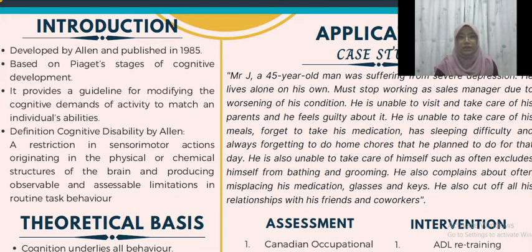So the cognitive level is like a hierarchical sequence of sensory-motor abilities that were similar to Piaget stages of cognitive development. Later, this theory was published in 1985, which provides a guideline for modifying the cognitive demands of activity to match with individual abilities, which is the person's cognitive level.